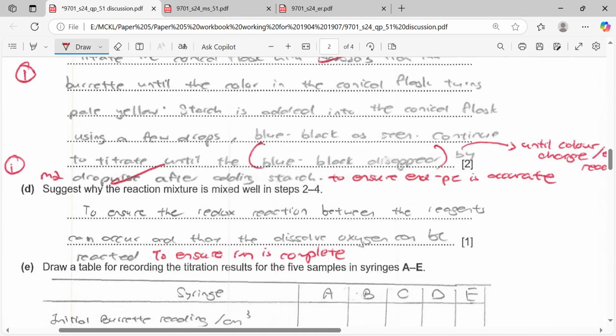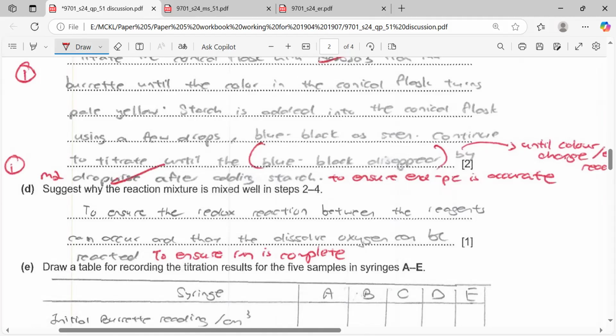can be reacted. For me, I don't think I'll get the marks, even though I said to ensure the redox reaction occurs. But I did not say completely occur, because the only thing I thought of was there was a redox reaction, because the fact that iodide became iodine is a form of redox already. Okay, so that's why I wrote very detailed, like to ensure that the redox can occur, by collision theory. That's why we mix well. But I didn't say for completion, so I don't think I will get the marks.